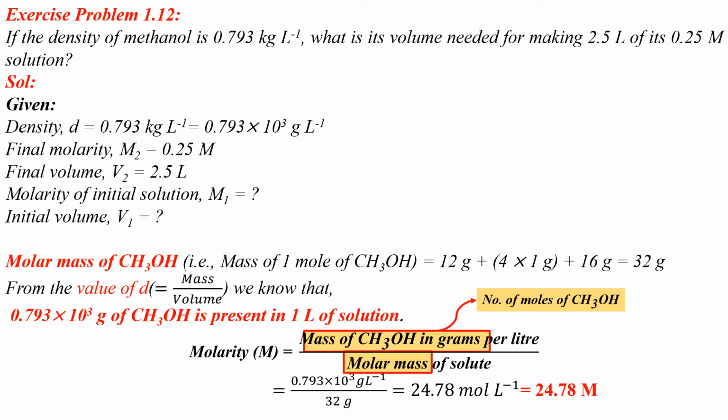Now look at the highlighted portion of the formula. Mass of methanol in grams divided by molar mass. Okay, does that ring a bell to you? What is it? It is equal to nothing but the number of moles of methanol. And number of moles of methanol per liter is nothing but molarity of methanol solution. So thus we calculated M1, which is equal to 24.78 molar.